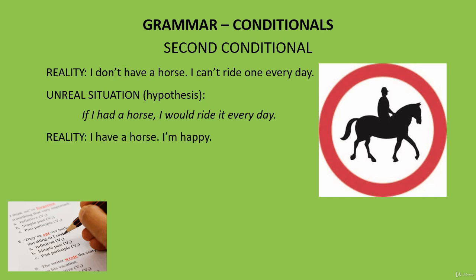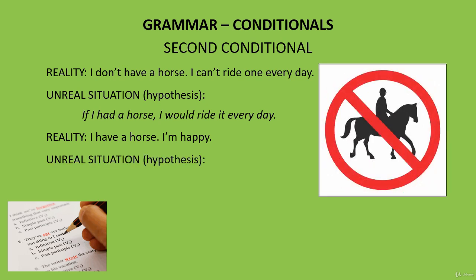In this sentence, the reality is positive. I have a horse, I'm happy. Which means the hypothesis would be negative. If I didn't have a horse, I wouldn't be happy.